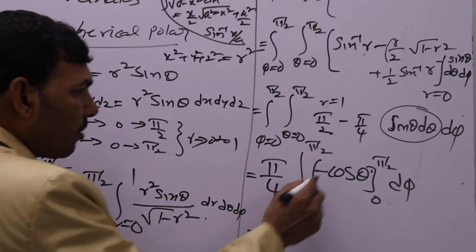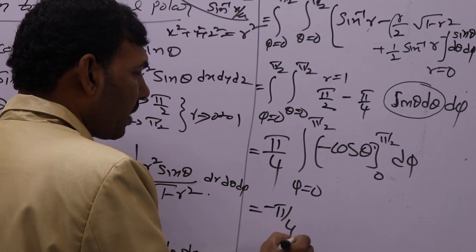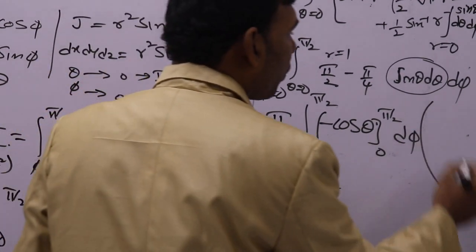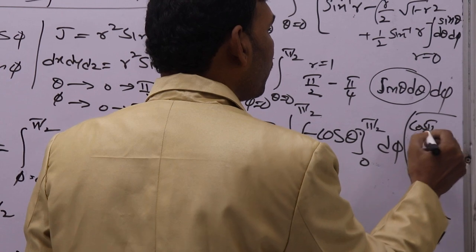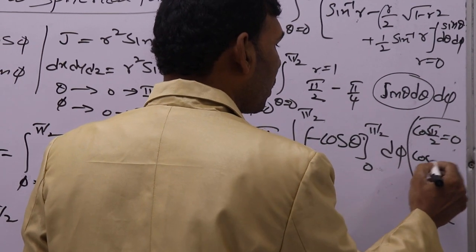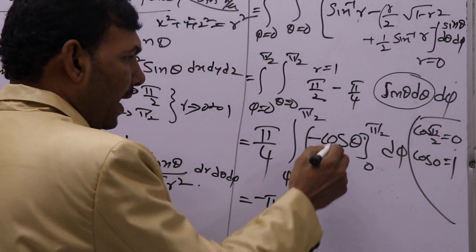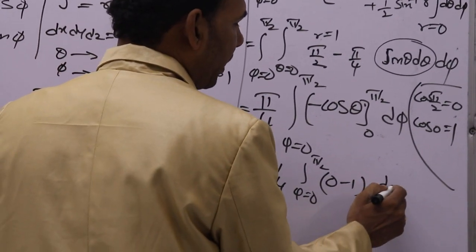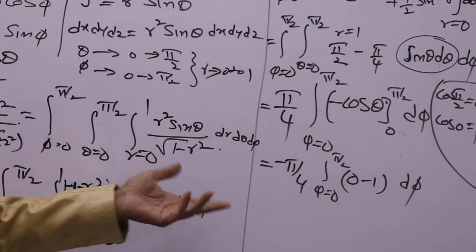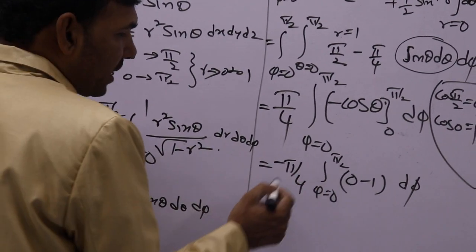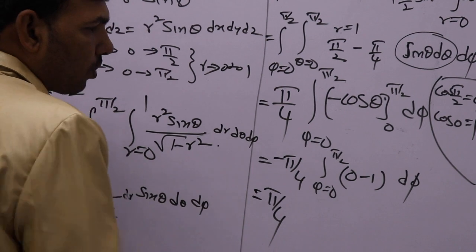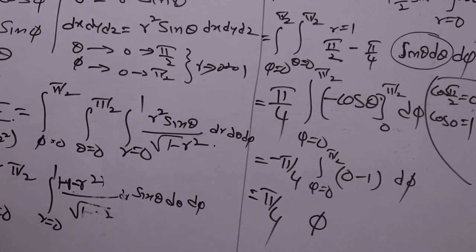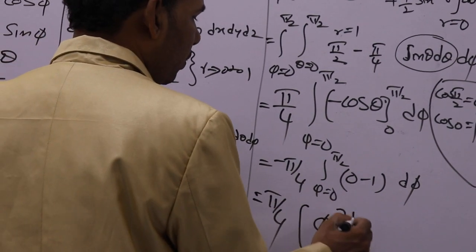Now write the limits in place of this. Minus pi by 4, phi equal to 0 to pi by 2. Cos 90, you know, cos pi by 2 is 0, cos 0 is 1. Then what you will get? 0 minus 1, d phi, that is minus 1. Minus into minus is plus, pi by 4, integral 1 d phi, which is phi, limits 0 to pi by 2.